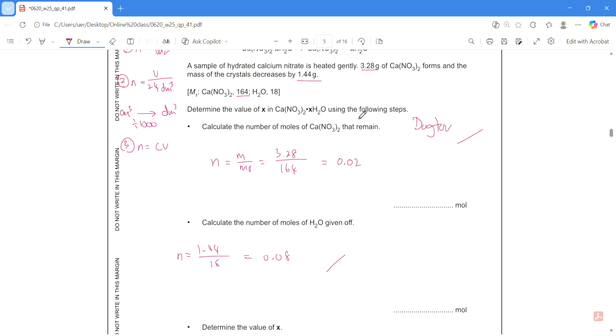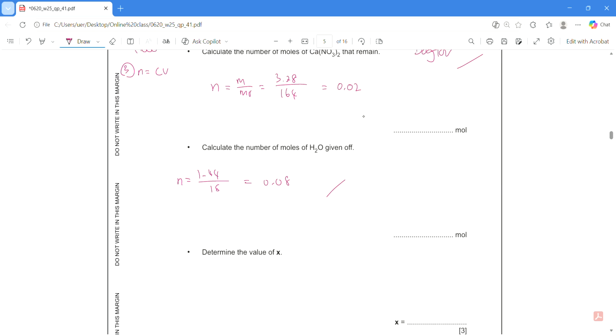Next, determine the value of X. To find the ratio, just do simple math. So we have 0.02 to 0.08, 2 to 8, so basically 1 to 4. Done.